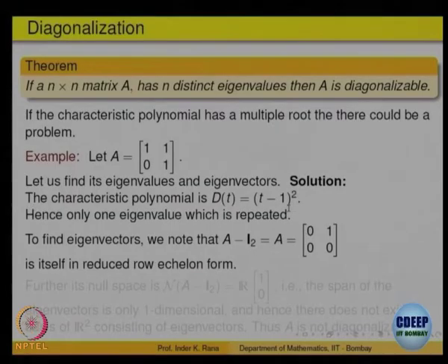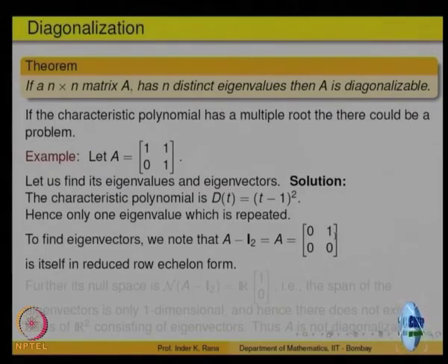So let us find the eigenvector corresponding to that eigenvalue. How do you find the eigenvector? Look at the eigenvalue. What is the eigenvalue? t equal to 1. So what is A minus lambda I? 1 minus 1 becomes 0. So everything is 0 except the second entry in the first row. That is A minus lambda I for lambda equal to 1. This itself is in reduced row echelon form, we do not have to do anything.